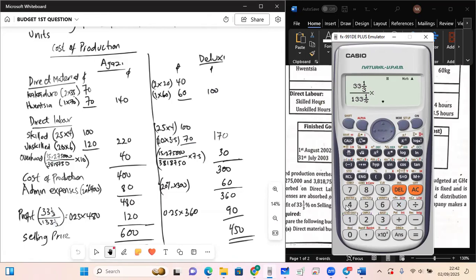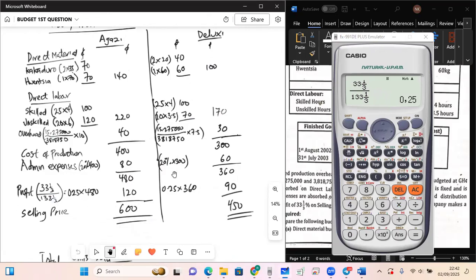So the total cost you're having here is 480. That's why you're having 120 here. And when you do the same thing for this one, you're going to get 90. Or when you just leave it like that, you are going to get 0.25. So you can just use 0.25 times 480 and then 0.25 times 360, and you're going to get your profit. Now, after everything, we are getting a selling price to be 600 for Agazi, and then selling price to be 450 for Deluxe.